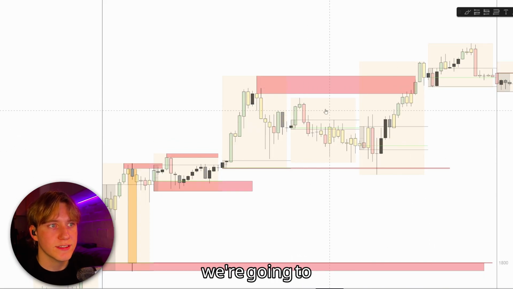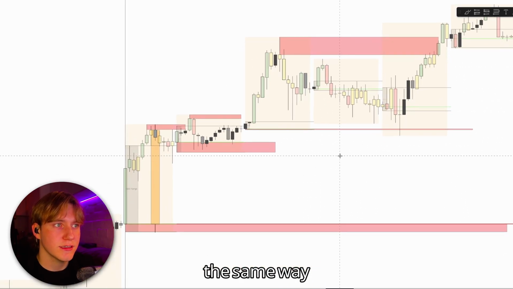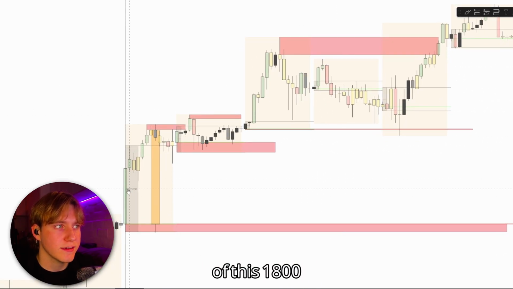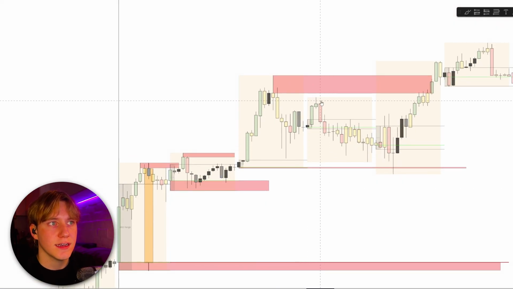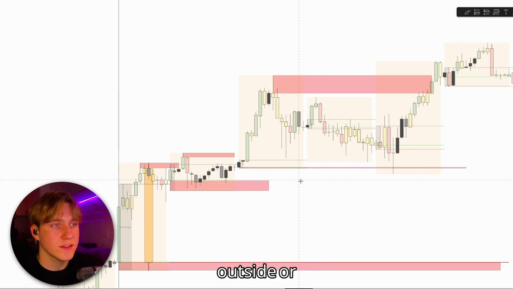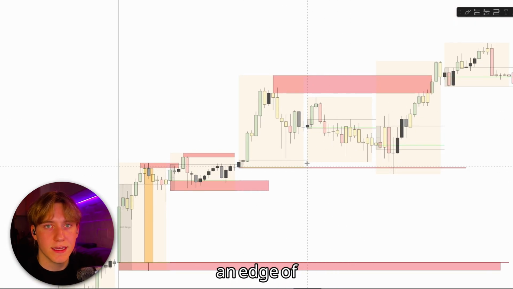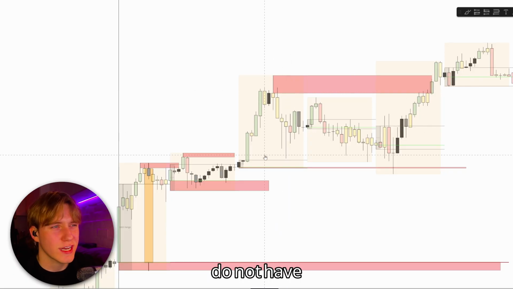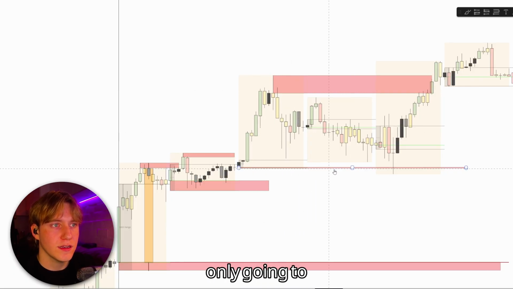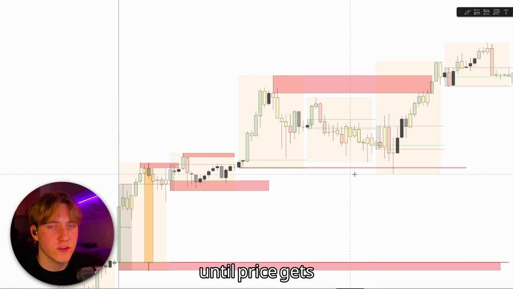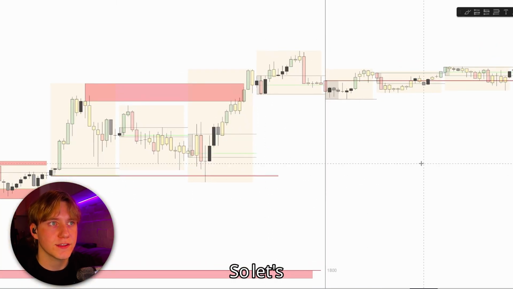So if we're going to stay internal, it's consolidation, the same way that we see internal of this 1800 as consolidation, until we travel to any outside or reacting from an edge of this profile, you technically do not have a trade. So you're only going to be trading until price gets to an edge or reacts from an edge or continues from an edge. So let's go to that next day.